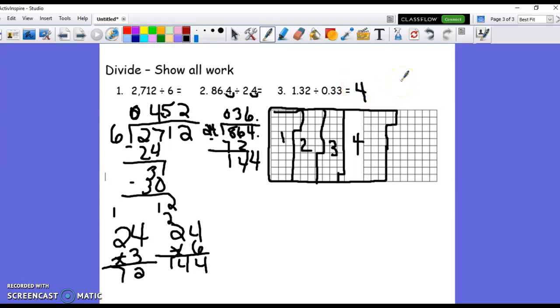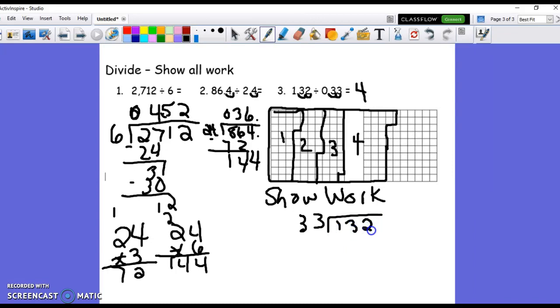I still need to show my work because that is a point. So I'm going to show my work right here. Remember, I need to move my decimal 2 places out of the divisor. So I would move it 2 places out of the dividend. So my new problem would be 33 into 132. I know the answer is 4. So I might go over here and put 33 times 4 just to double check. That's 132, and that works with no remainder. And that is how you show your division on a grid.